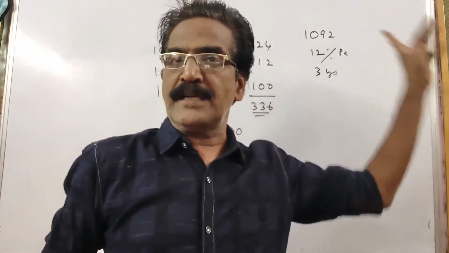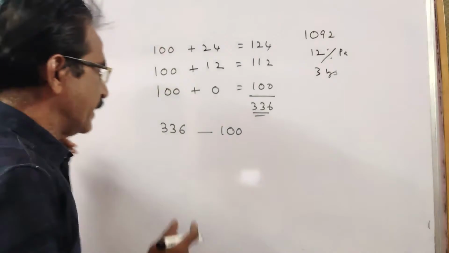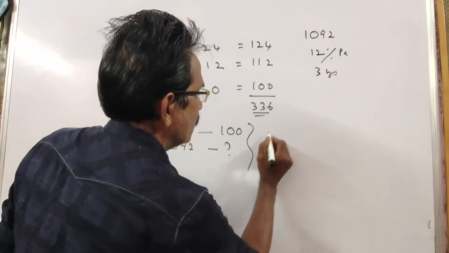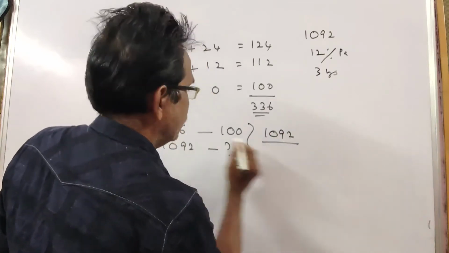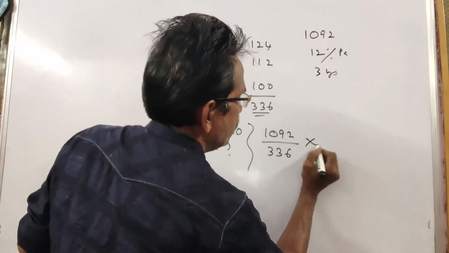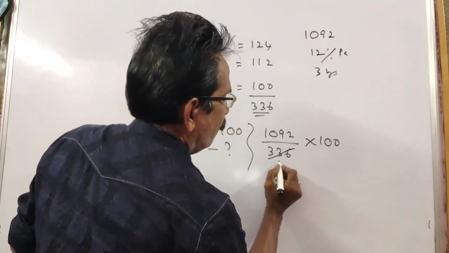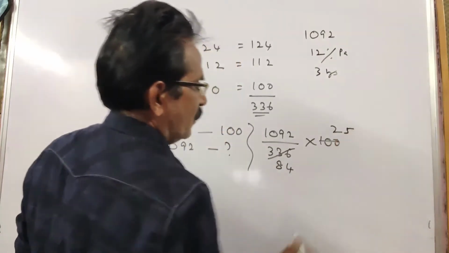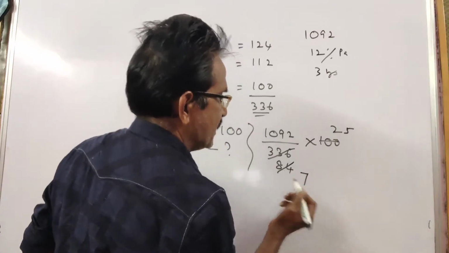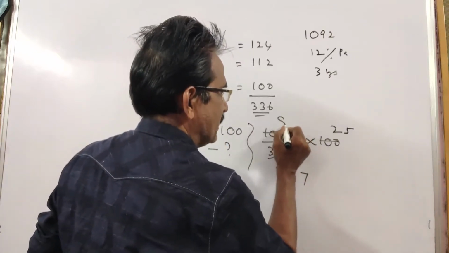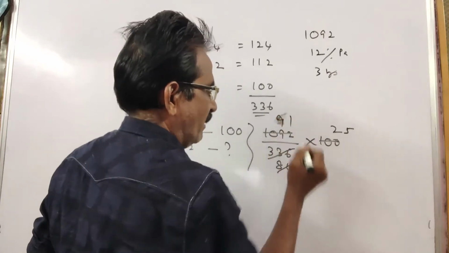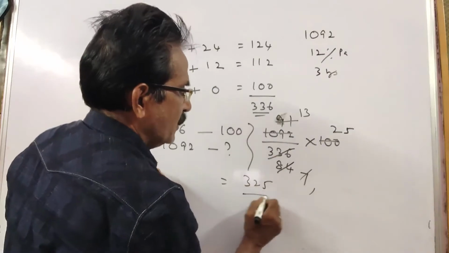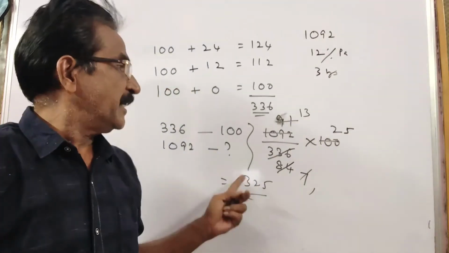If the total amount due is 1092, what will be the installment? 1092 by 336 into 100. See, 4 8s 32, 4 4s, 4 25s, 12 7s, 12 9s 108, 12 1s, 7 13s, 13 25, 325. So the annual installment must be 325 rupees, friends.